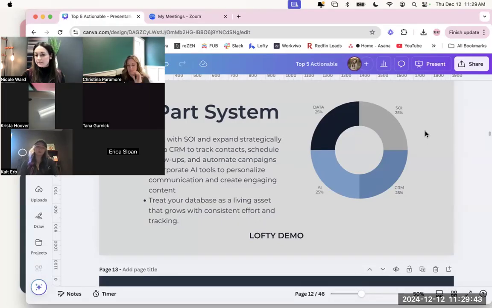Any feedback on that? For us, I use Lofty. My team uses Lofty. That's the CRM.